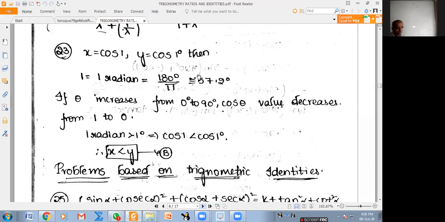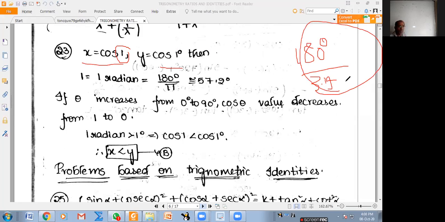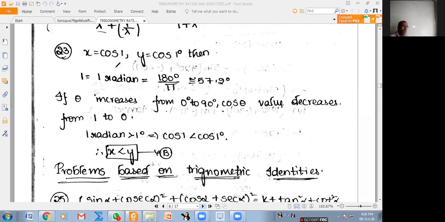Okay, 23rd question, I think they're asking whether cos 1 is greater or cos 1 degree is greater. If nothing is mentioned, 1 means 1 radian. And we know 1 radian is 180 degrees by pi, which is 3.14 roughly, which is around 57.2 degrees. And if you take cos 57.2 degrees, which is very close to cos 60 degrees, which is around 1 by 2. Whereas cos 1 degree is very close to cos 0, which is 1.